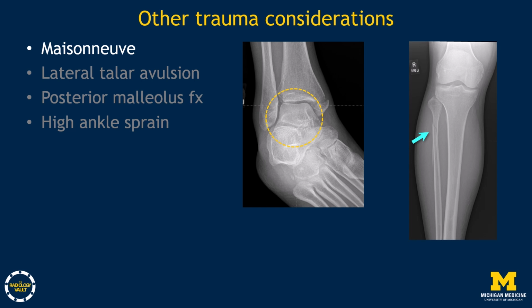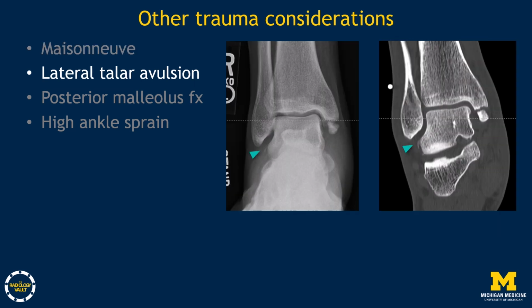Obtain calf radiographs to look for the proximal fibular fracture, which indicates a significant tear of the tib-fib syndesmosis. Here we see a typical Maisonneuve proximal fibular fracture. Sometimes the ankle ring injury results in a lateral talar avulsion fracture like this one.